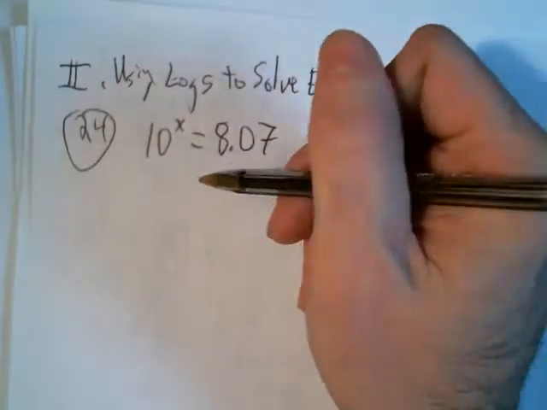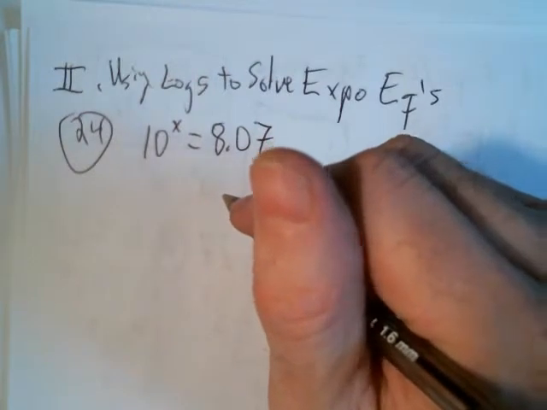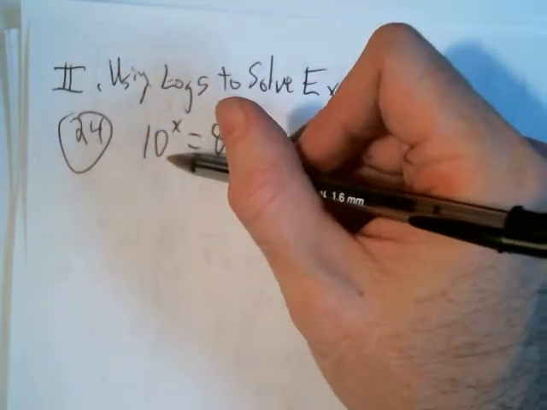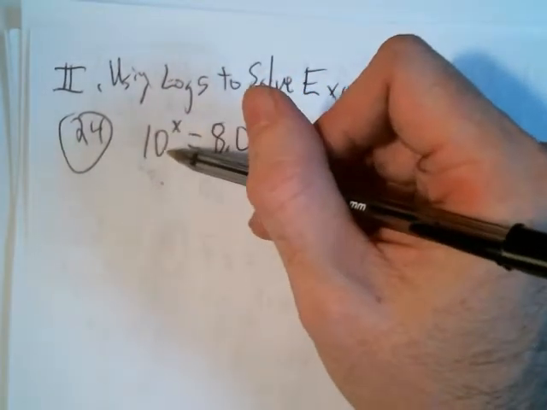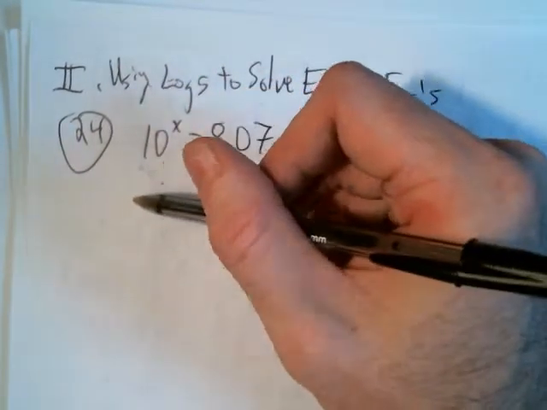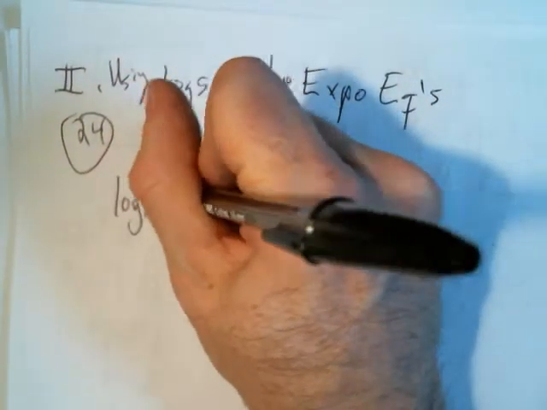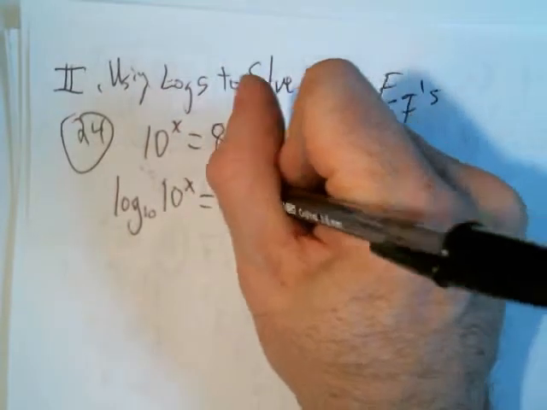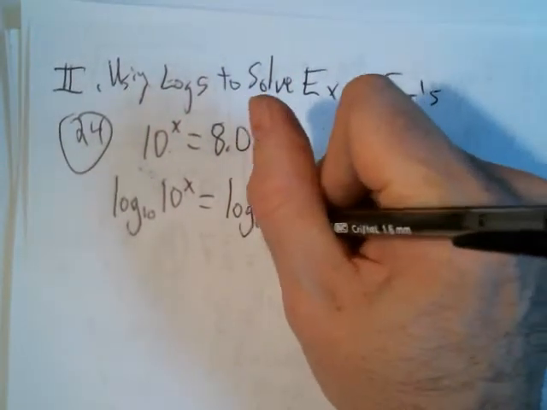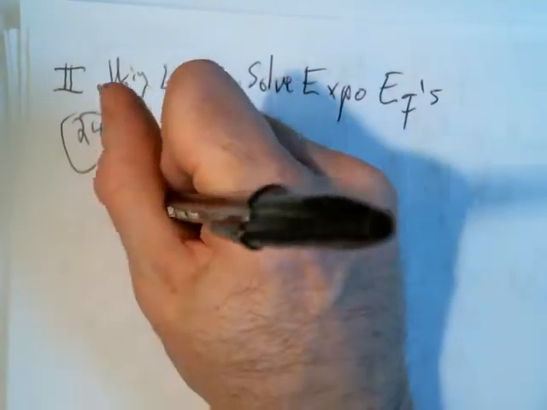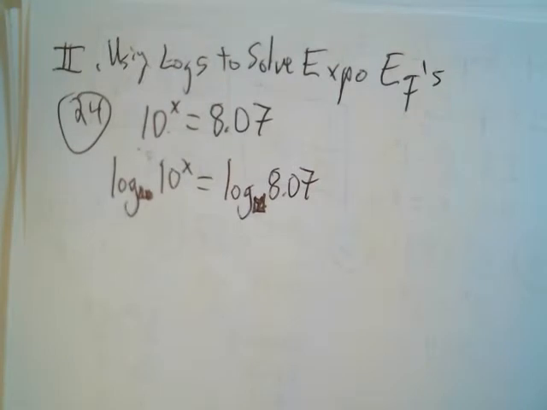So that method is to use the log, and in this case, I'll use the common log because I want to use the log that has the same base as the base in this exponential expression. The base here is 10, so I want to use log base 10. Okay, so log base 10 of 10 to the x is equal to log base 10 of 8.07. And of course, for the common logs, we don't really write base 10, right? So it's just log of 10 to the x, log of 8.07.